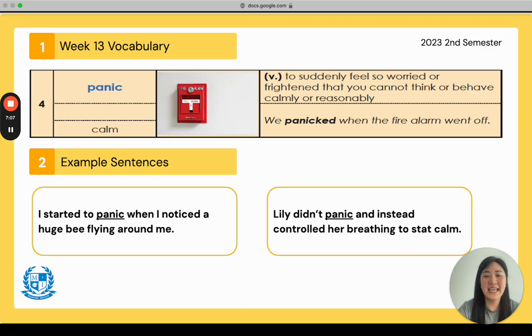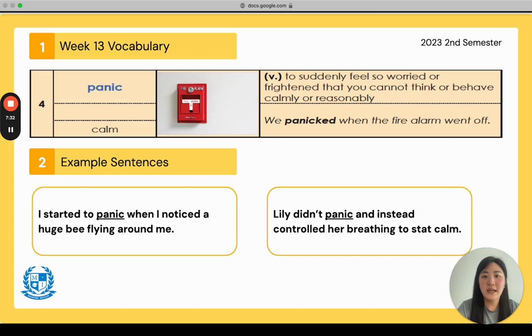Number 4, panic. Panic. And the antonym is calm. The part of speech is verb, to suddenly feel so worried or frightened that you cannot think or behave calmly or reasonably. You're like, I don't know what to do. I'm in such a panic. Panic. You feel so worried or scared about something.